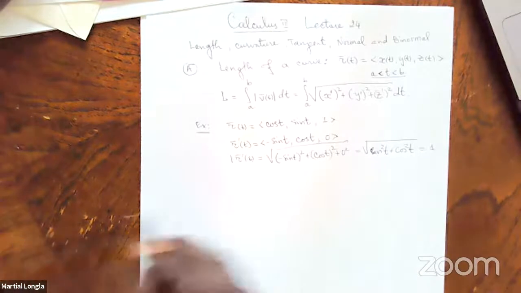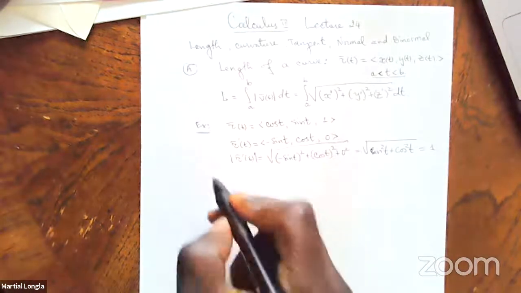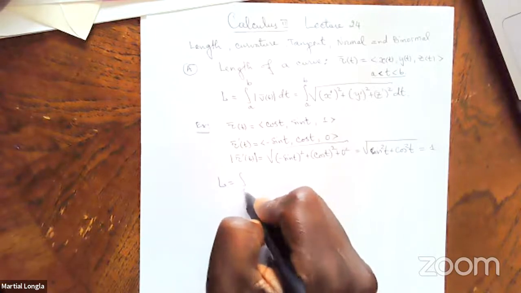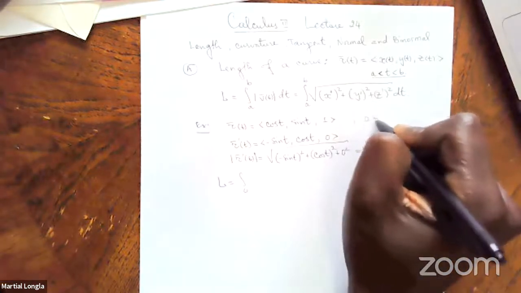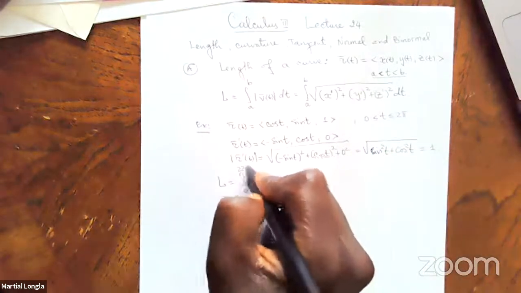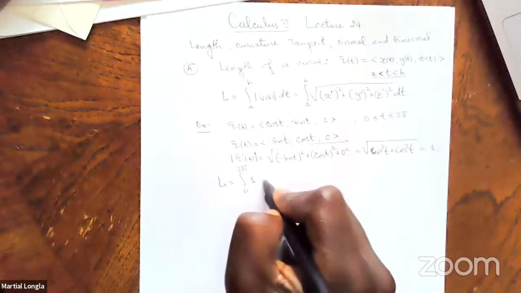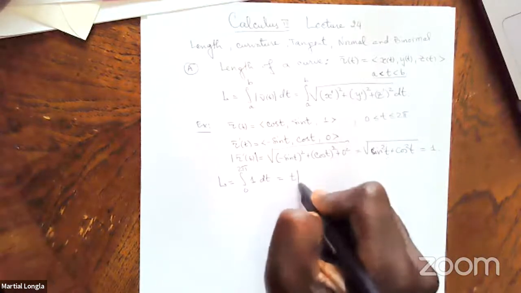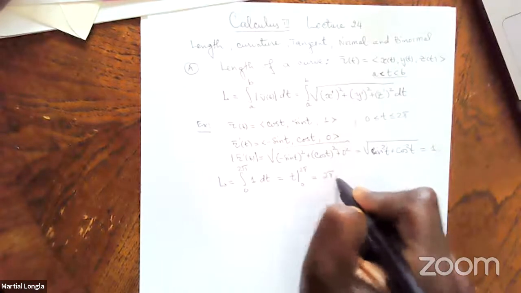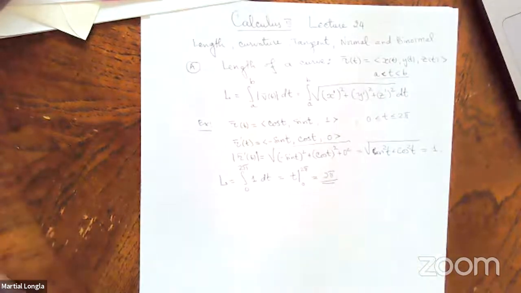So the magnitude of r prime of t here being 1, L equals the integral, with t between 0 and 2 pi, of 1 dt. And the integral of 1 is t, from 0 to 2 pi. So the length of this curve is 2 pi.